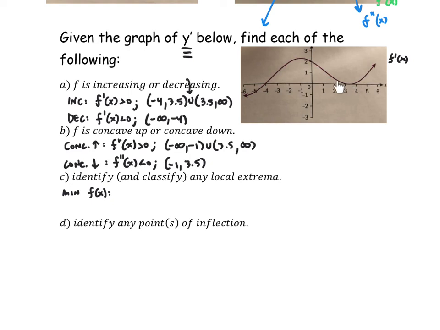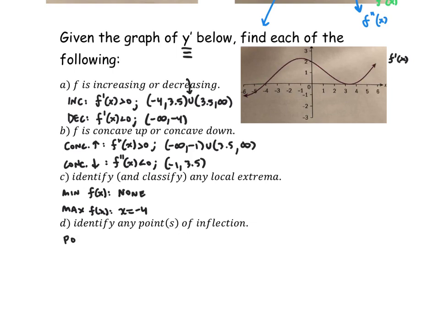Here, interesting, goes from positive to 0 to positive. Well, that f prime doesn't change sign there, therefore there is no local extreme there. Okay, so there is no min value, local minimum for f of x. All right, the local max value for f of x happens at x equals -4. And that's it.